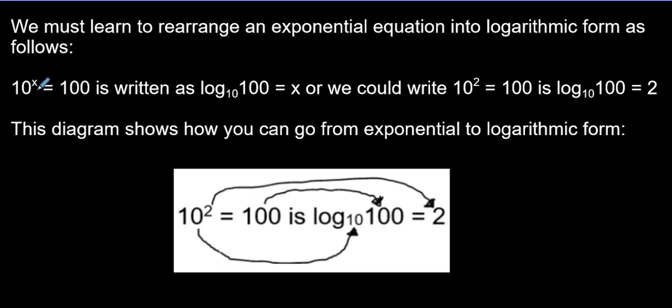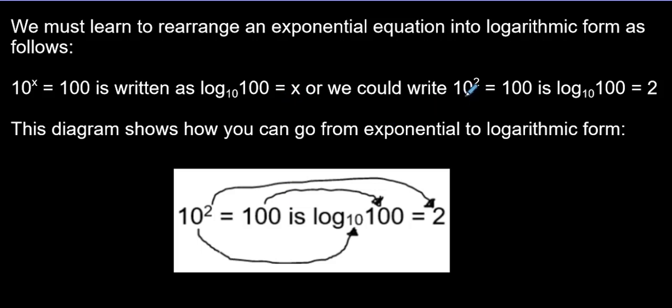10 to the exponent x is equal to 100. And it gets written just like before. You write the word log. You take the base here of 10 and you write it right here. You take the 100 that you saw right here, you put it right there, and that equals x.